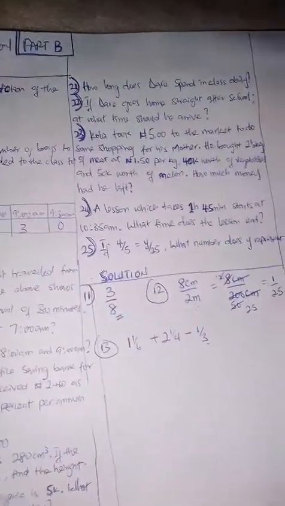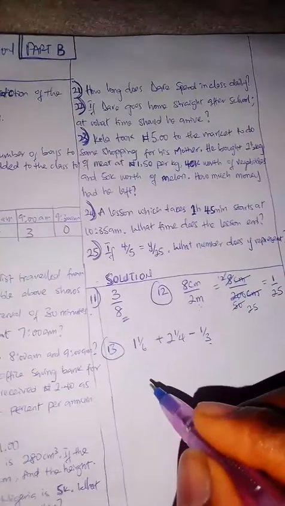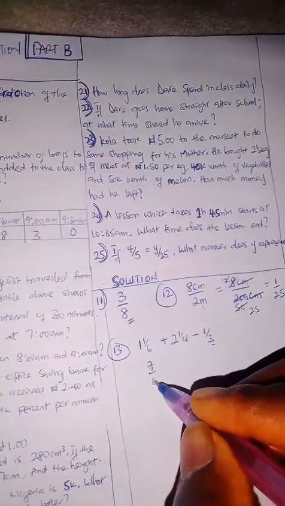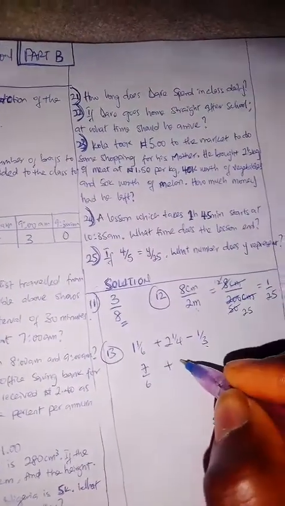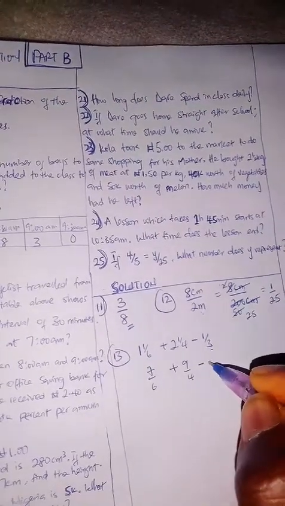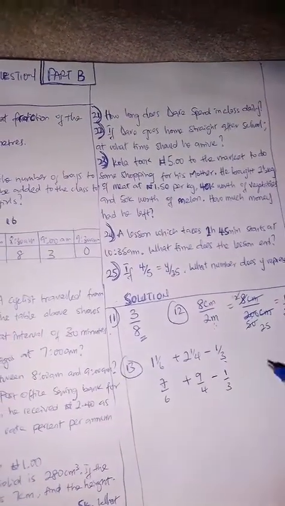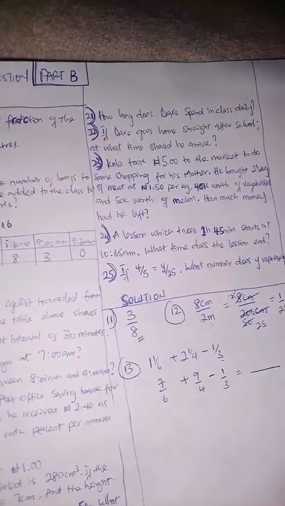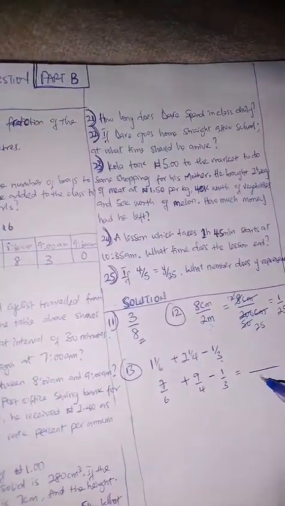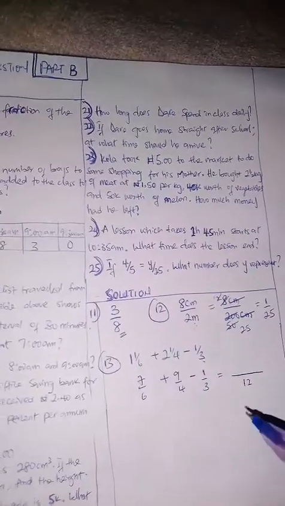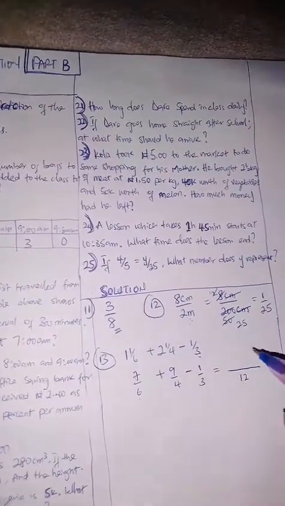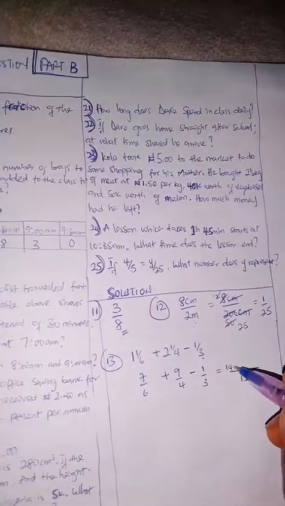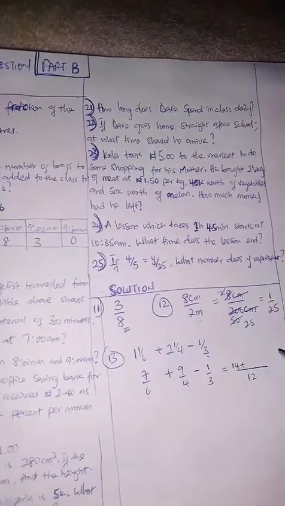So in improper fractions, what do we have? For 1 and 1 over 6, I will have that as 7 over 6, plus 9 over 4, minus 1 over 3. In which case, what's the LCM? 12 is the LCM. I can use 12 as the LCM. 12 divided by 6 is 2. 2 times 7, 14. Plus 12 divided by 4, 3. 3 times 9, 27.